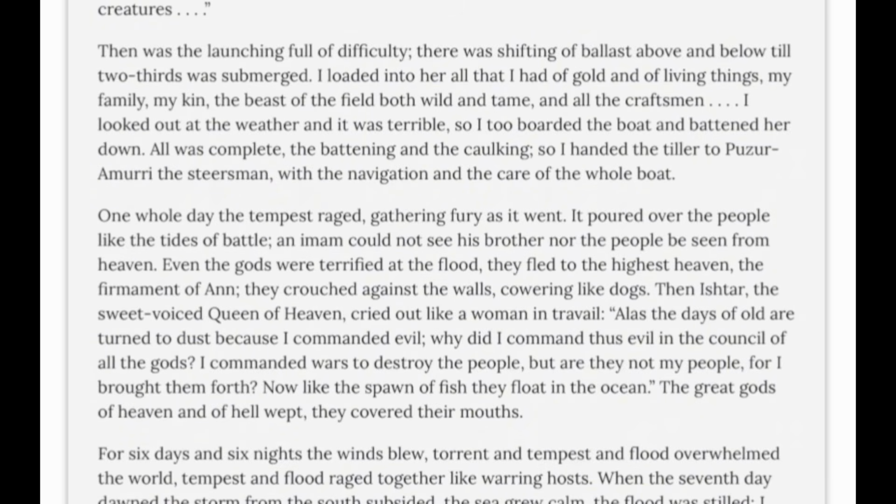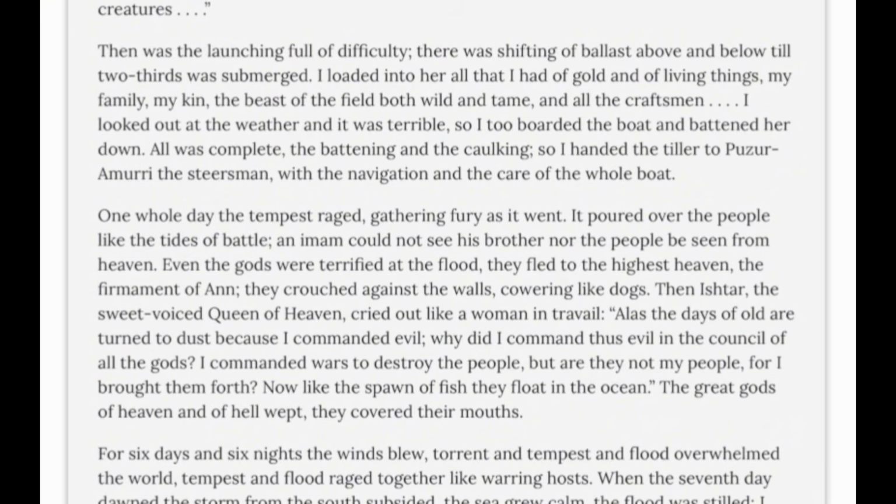Okay, let's talk about some vocab real quick. Ballast: there was shifting of the ballast above and below. Do you know what ballast is? Isn't that like heavy stuff that you use to sink and raise the boat? Yeah, that's it, roughly. You generally put it toward the bottom of the boat to keep it from tipping over. It could be heavy rocks or supplies or something like that. It's just heavy weights. Until two-thirds was submerged. Okay. And brought all this stuff, then battened her down. Right, just like closed all the doors and windows and things like that. I think that's it.